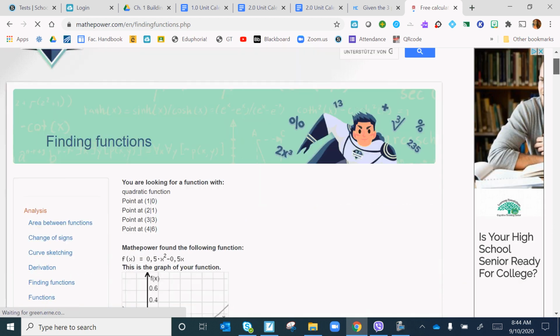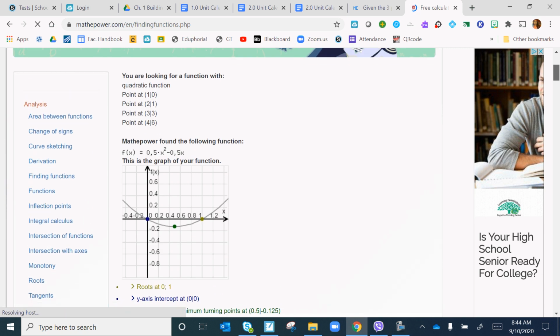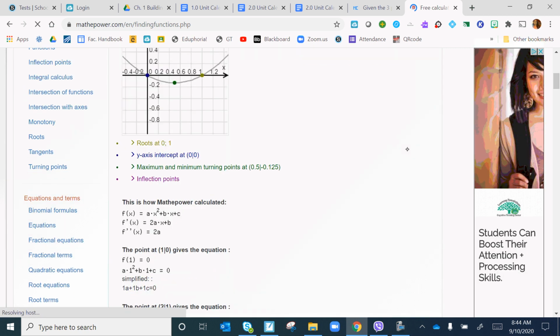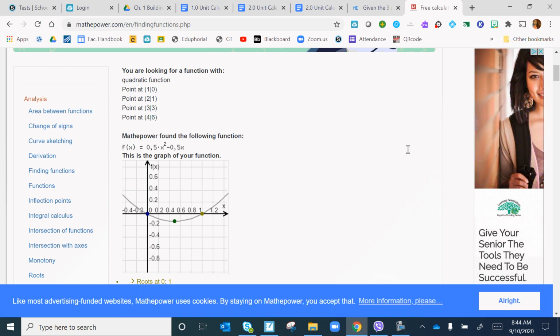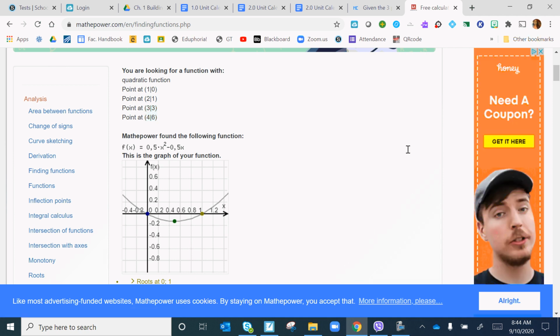And then again, you have to scroll down. Actually, you don't have to scroll all the way down. It's actually right here. This one shows you the graph, which we don't necessarily need. But right here is where your function is. It's 0.5, and I think this is why I kind of didn't like it, because it has a comma. So it's 0.5 times x squared minus 0.5x. So see how it's the same rule, same equation. So you get to pick which one you want to use.